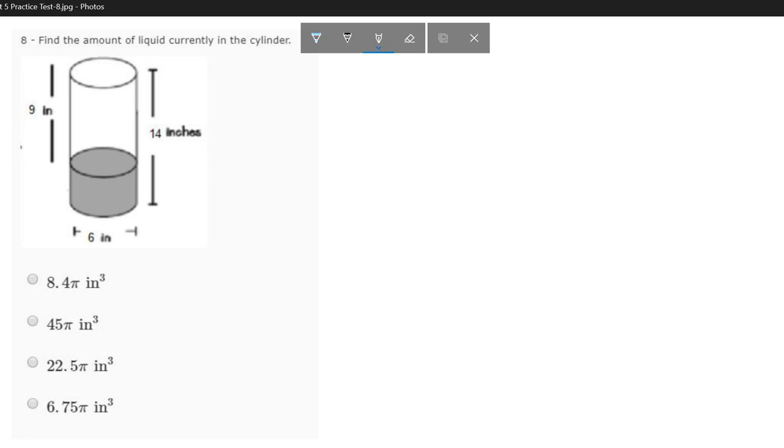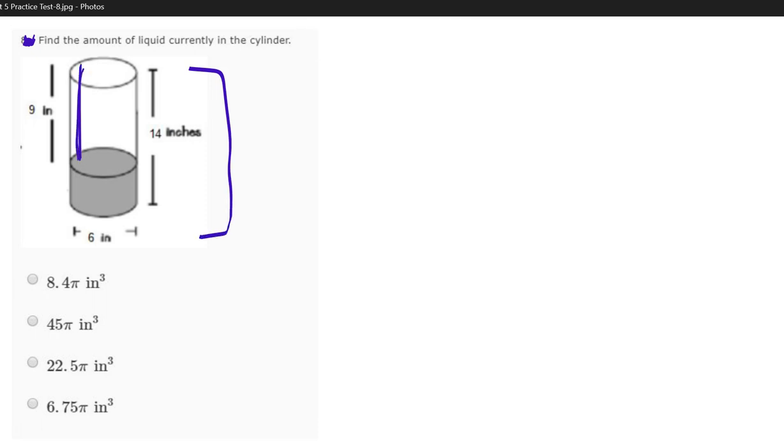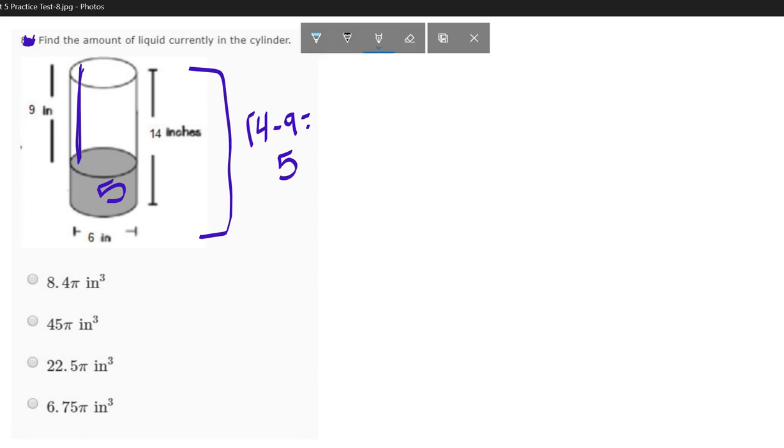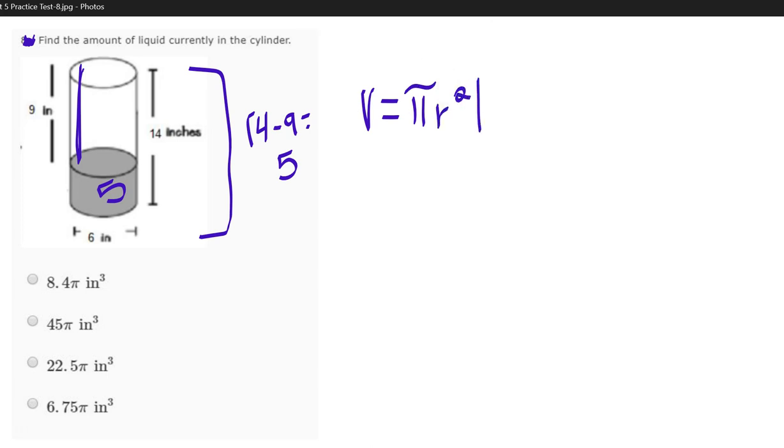In this problem, a lot of kids got confused because they don't give us the height of the liquid. Now, we know that this entire distance is 14. We know that 9 of it is not full. So all you're going to do is do 14 minus 9, and that's going to give you what's missing. So then it's just a simpler cylinder problem. Volume equals pi r squared, which is the circle, times the height.